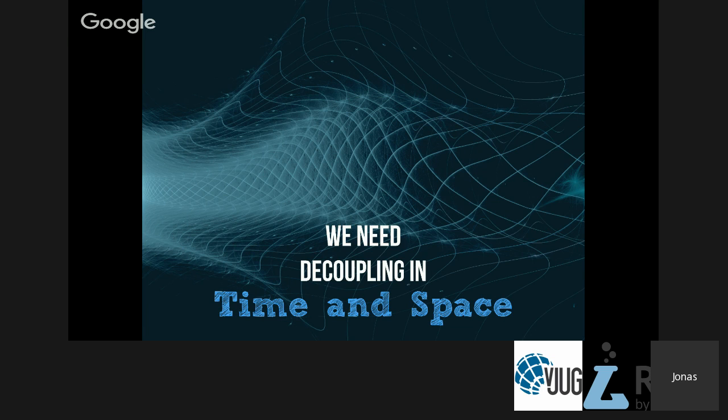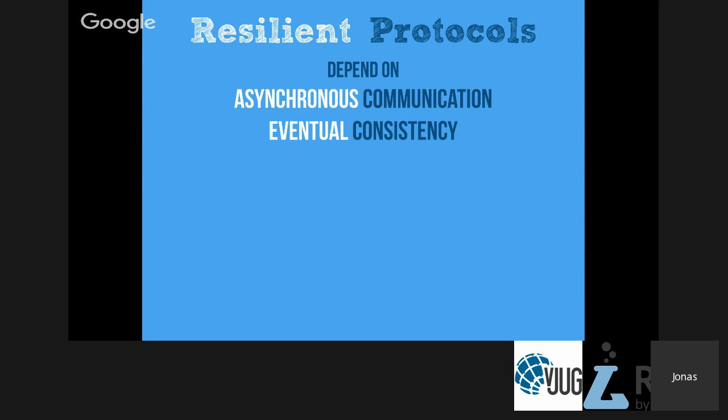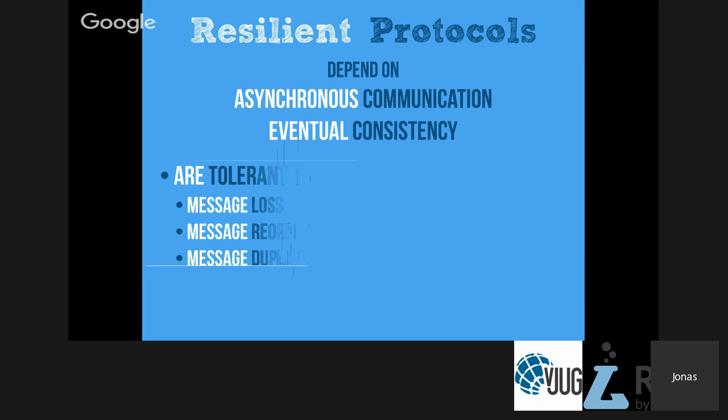And here, the reactive principles that we are defining in the reactive manifesto lead the way, I believe. And I really think that in this new world of distributed systems, we need to base our communication on resilient protocols. And resilient protocols, in my world, need to depend on asynchronous communication and eventual consistency for loose coupling. And these protocols need to be tolerant to message loss, because messages will get lost, message reordering, because you can almost never trust that, and message duplication.